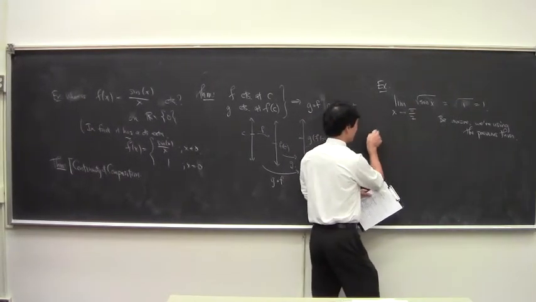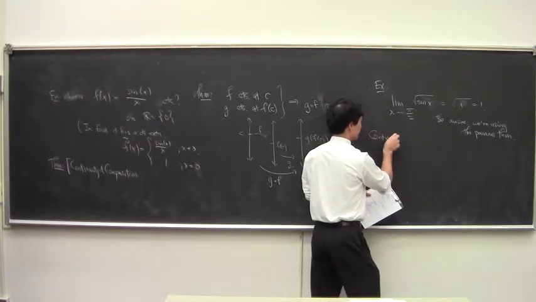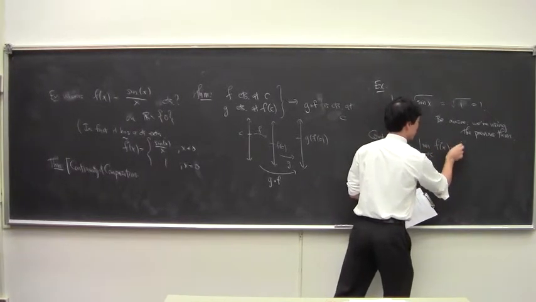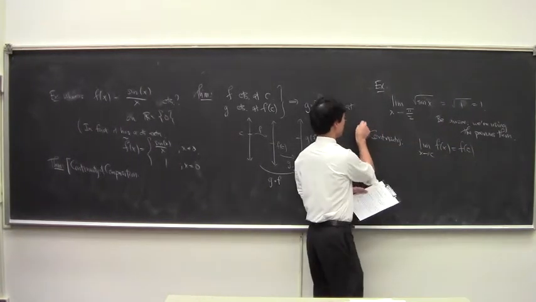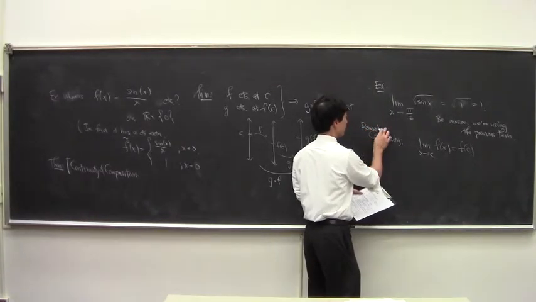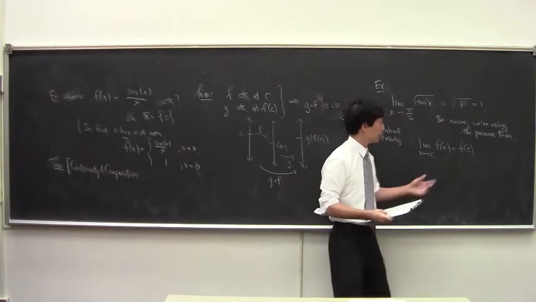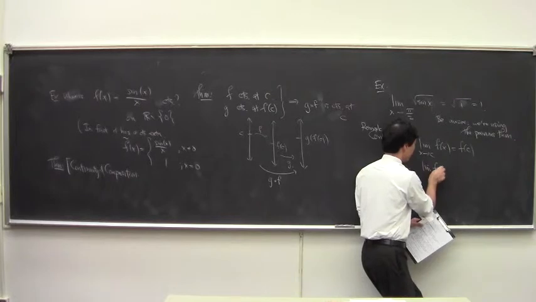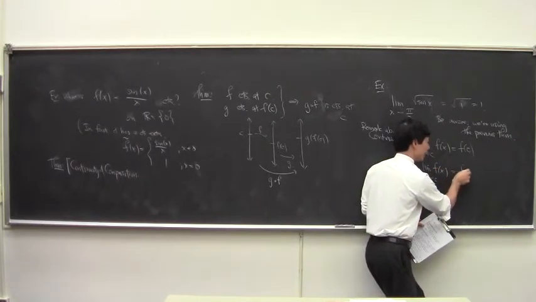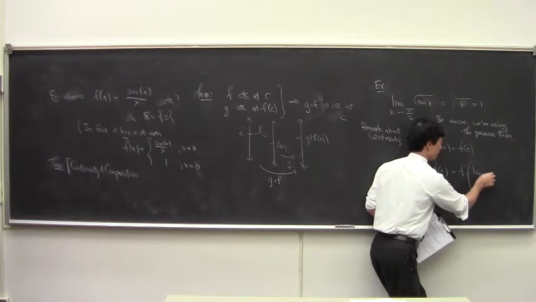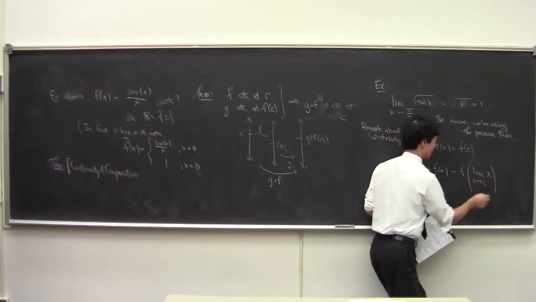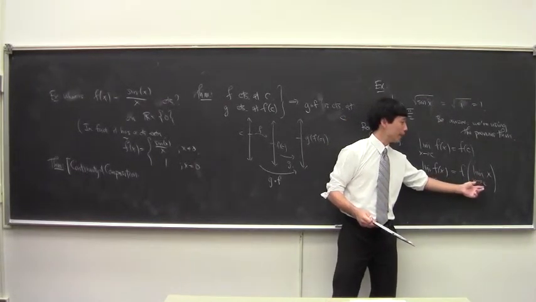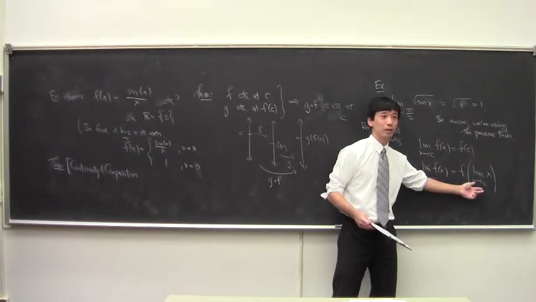Let me make one comment about continuity that I should have made before. When we say the limit of f of x as x approaches c is f of c, this is actually a pretty important remark about continuity. Another way of writing this is: the limit of f of x as x approaches c is f of the limit of x as x approaches c. Right? Because the limit of x as x approaches c is just c.